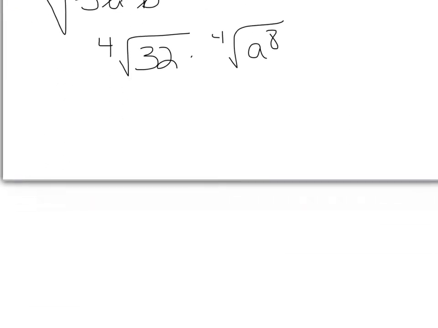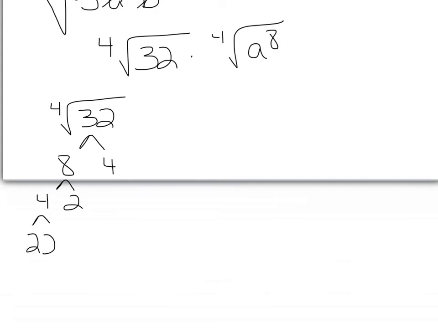Okay? Now, the fourth root of 32, I'm going to take this right here and I'm going to break it into my factor tree. What times what gives me 32? Well, I'm going to go 8 and 4. 8 times 4 is 32. And then what times what gives me 8? I'm going to go 4 and 2. What times what gives me 4? I'm going to go 2 and 2.